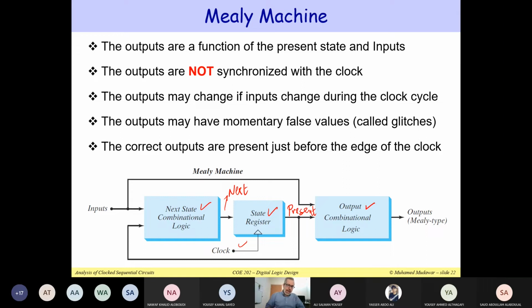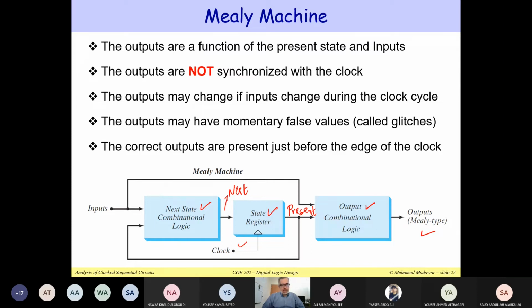When you look at the next state combinational logic, we are going to determine what should be the next state, next cycle. So the purpose of this combinational logic is to determine the next state. Whereas for the output combinational logic, the purpose is to produce the output of the sequential circuit. The output here depends on the present state as well as the inputs.